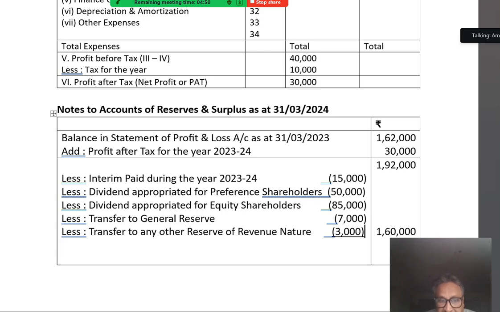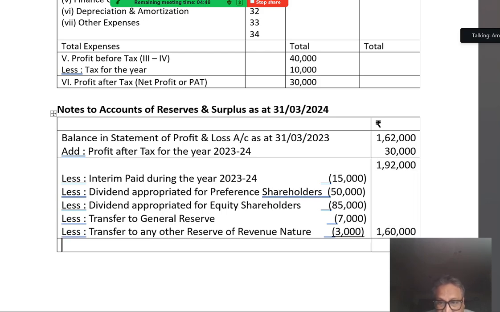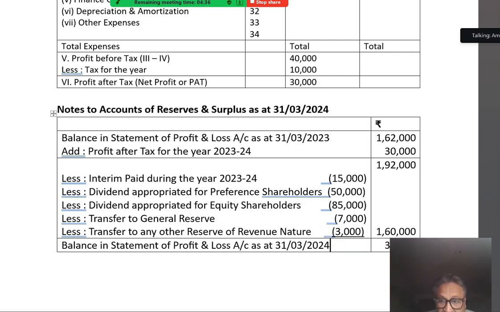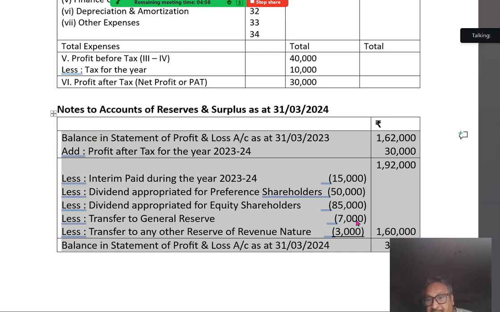It means statement of P&L at the end has a balance of 32,000. Balance in statement of P&L as on 31st March 2024 is 32,000. So this was the opening balance in statement of P&L. This is the closing balance in statement of P&L. Both these balances will reflect in the balance sheet under the note of reserves and surplus. Right, guys? So this is what I have shown you here, appropriation of profits.